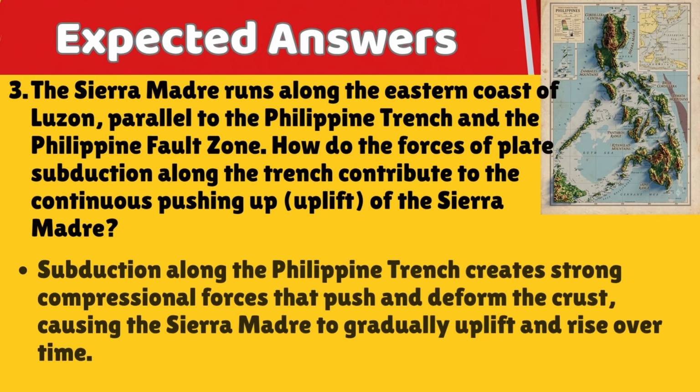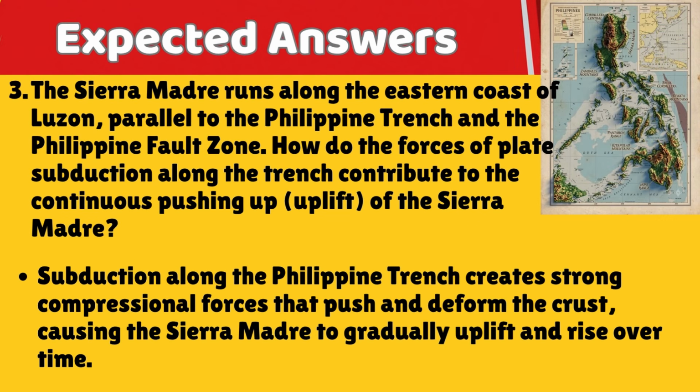Number 3, the Sierra Madre runs along the eastern coast of Luzon, parallel to the Philippine Trench and Philippine Fault Zone. How do the forces of plate subduction along the trench contribute to the continuous pushing up or uplift of the Sierra Madre? Subduction along the Philippine Trench creates strong compressional forces that push and deform the crust, causing the Sierra Madre to gradually uplift and rise over time.